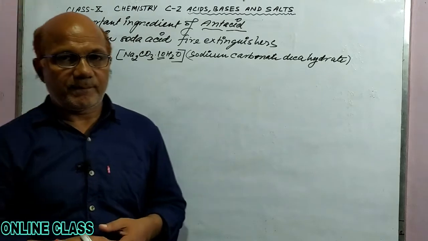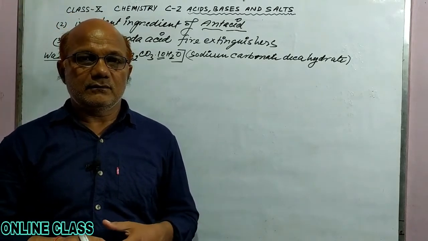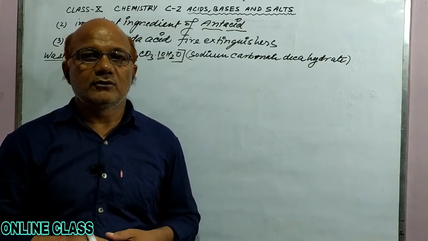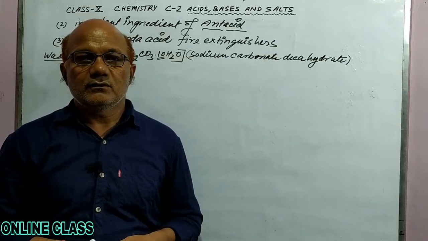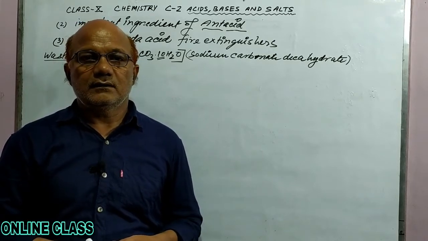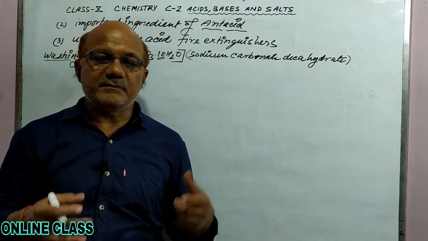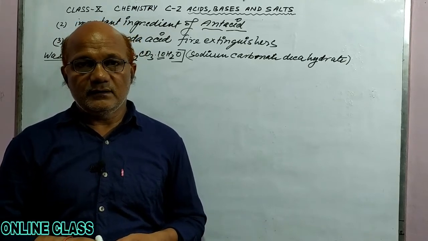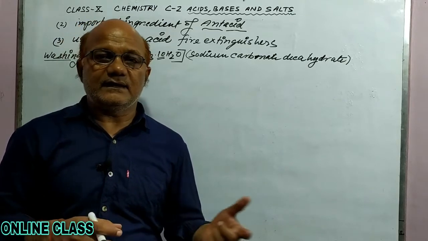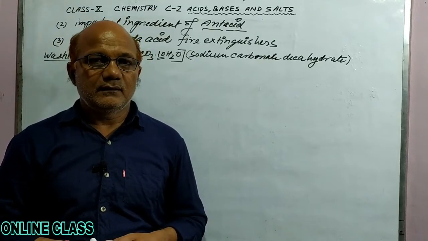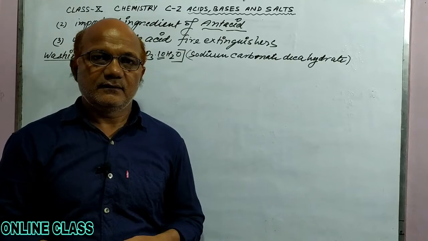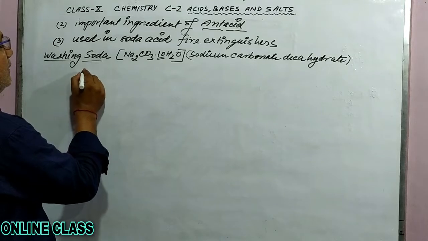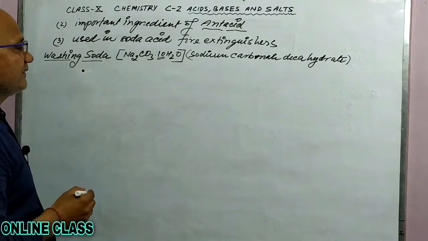As you know, when CO2 and ammonia gases are passed through brine solution, baking soda is formed, and by heating baking soda we can get sodium carbonate. Okay. So, by the recrystallization of sodium carbonate, washing soda is prepared. So, let us see step by step what happens. You have already studied it.